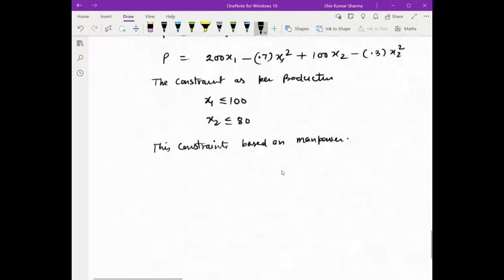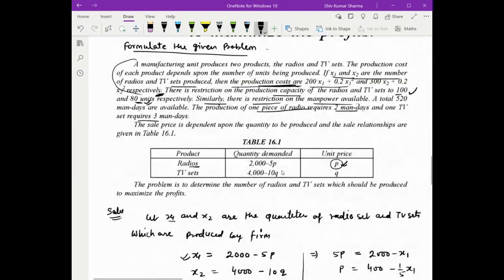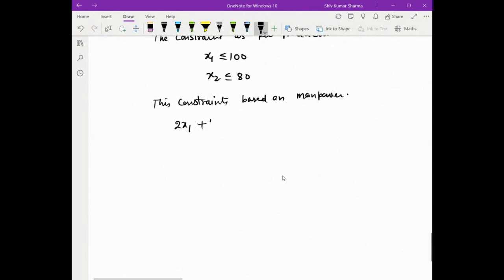That means 2 of x1, and plus 3 man days are required for TV sets. So this is 2x1 plus 3x2, and we have to restrict it. Total man days available are 520. So this is the third constraint.